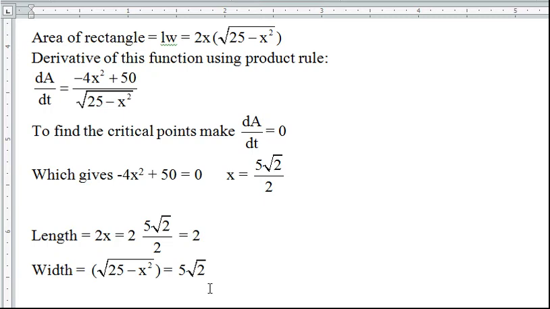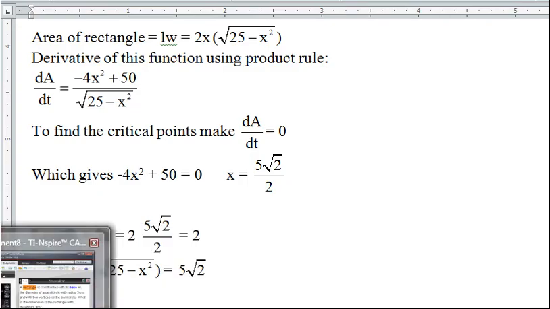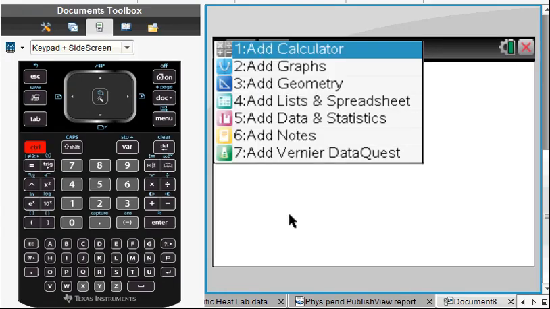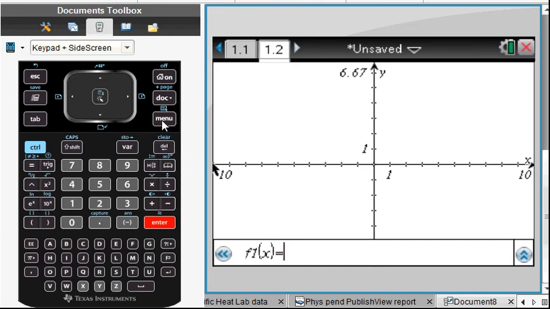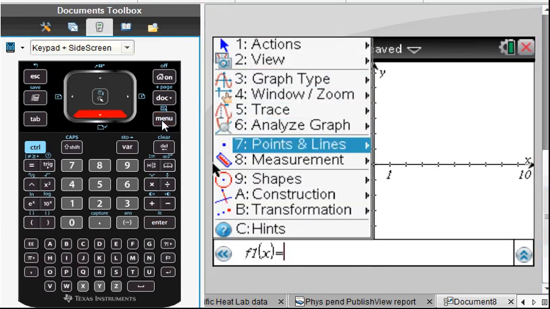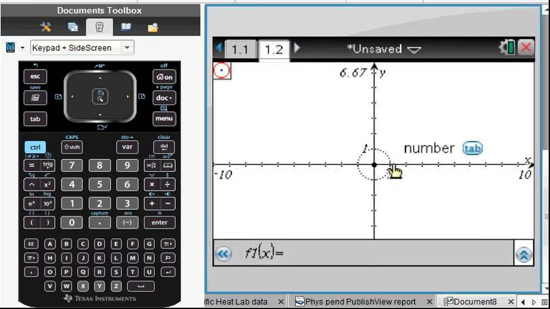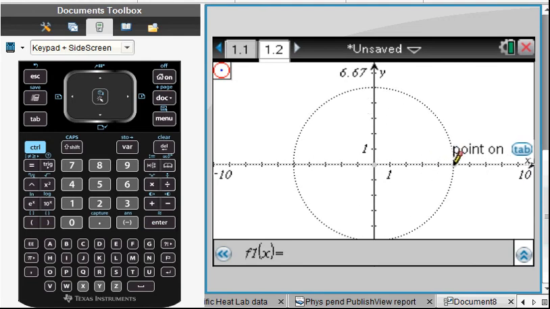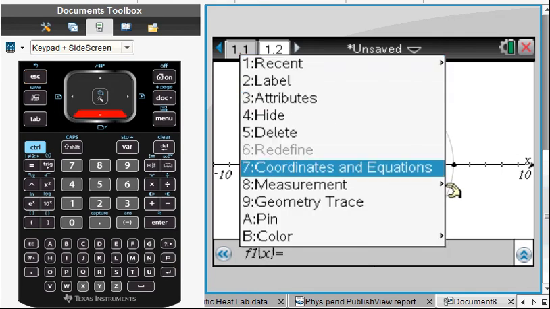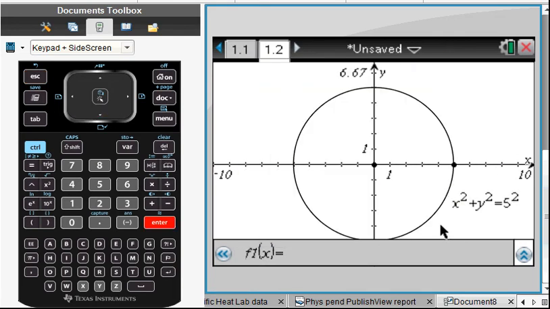Now let me take a moment and show you on the Nspire how we might explore this. So here comes my Nspire file. I'm going to add a graph page, and we want to do a circle. There's a variety of ways that we can put on a circle. So here's a shape, here's a circle, and let's start it at the center. 1, 2, 3, 4, 5. So that's the radius of the circle. We could even show what the equation of the circle is. Isn't that neat?